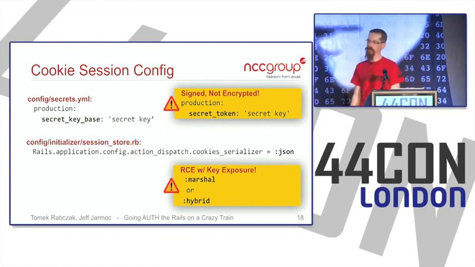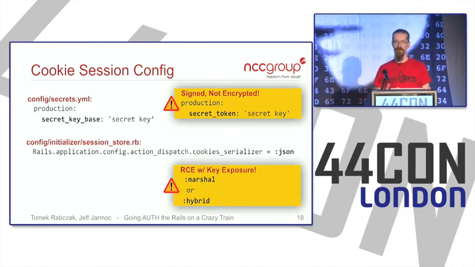Hybrid is kind of interesting. In hybrid mode, the application is going to provide the user JSON serialized cookies, but it's going to accept both JSON or Marshall serialized cookies. That's meant to be a backwards compatibility migration path as you're changing from Marshall to JSON cookies.